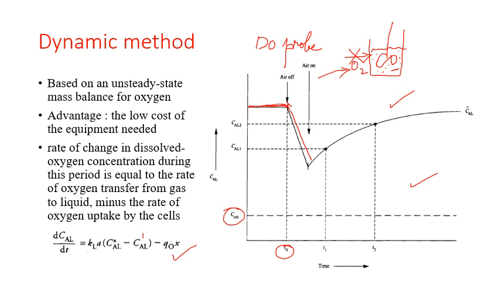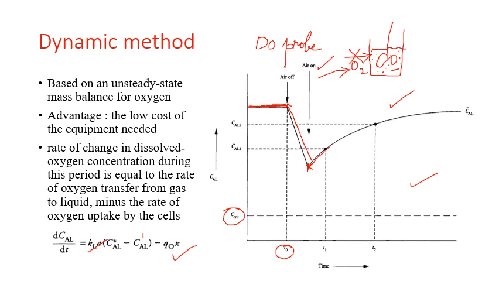So once you've switched it off and let it reach this point, which you can fix according to your requirement or whatever your experiment demands, at this point you switch on the air. When you switch on the air, you're supplying air into the reactor, right? There is also simultaneous use of oxygen by the microorganisms. So it takes time to stabilize.